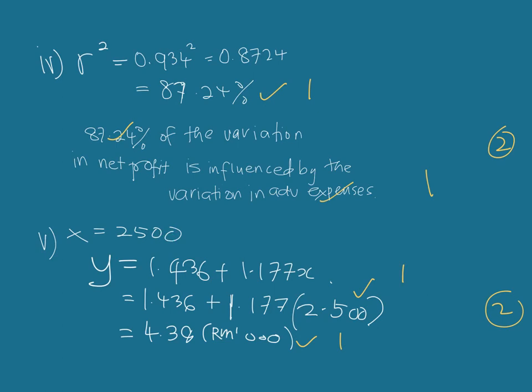So substitute X by 2.5 and then multiply and sum it. And then we get 4.38. This means when the advertising expenses is 2,500 ringgit, the net profit is expected to be 4.38 thousand ringgit.